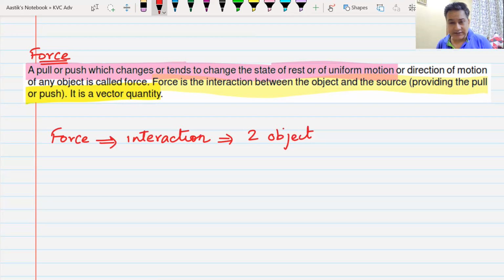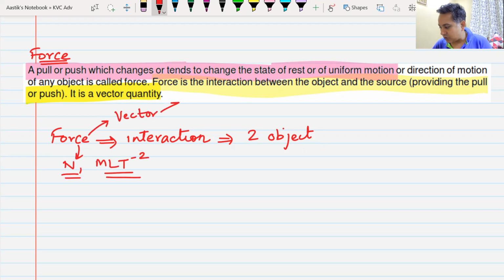SI unit of force is? Newton, sir. SI unit of force is Newton. Do you all understand this? And the dimension of force is MLT^-2. We all of us understand this, yes or no? What type of quantity is force? Vector. That means whenever we talk about force, we must think of two things. The first thing is the magnitude, and the next thing is the direction. Do you all understand this?